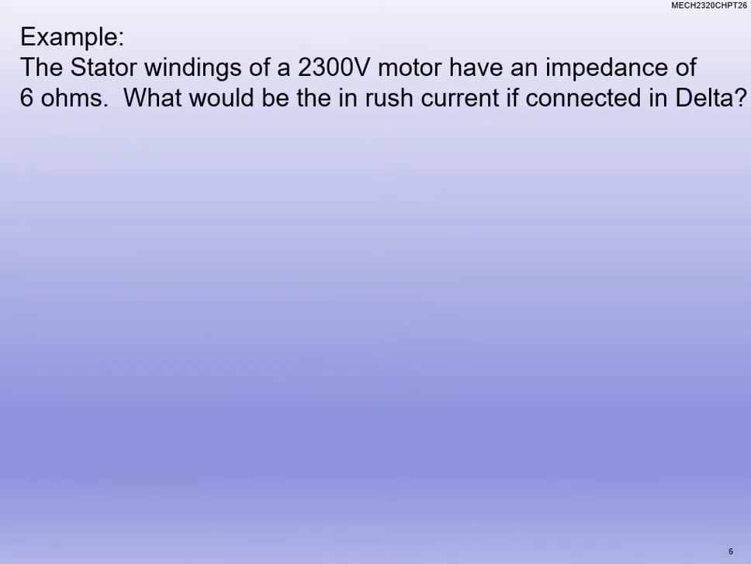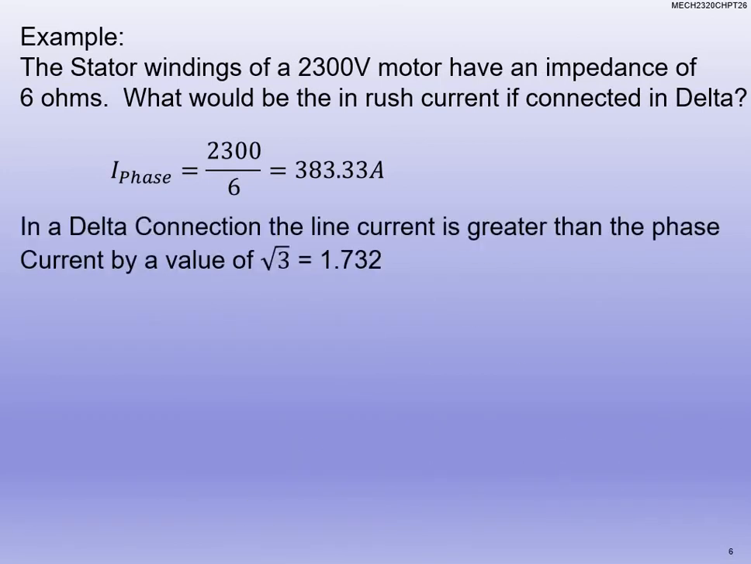All right, so let's do another example here. We have a stator winding of 2300 volts, and the impedance on the stator is 6 ohms. What's going to be the inrush current if we connect in delta? Same steps as before. We're going to take 2300 and divide it by 6. So that's our phase current. But remember, our phase current is less than our line current by a factor of a square root of 3. So we have to multiply this by a square root of 3. So our line current, if we are wired in delta, is going to be 663 amps.